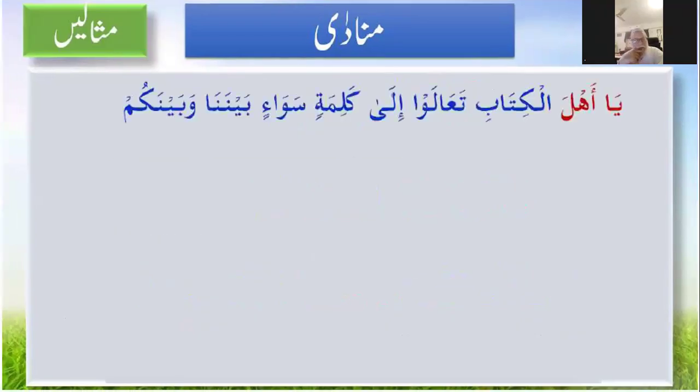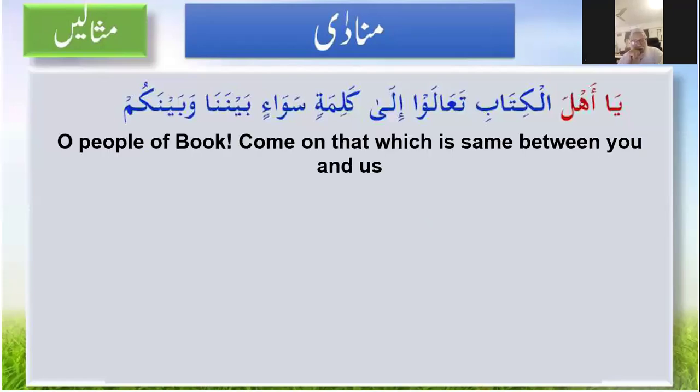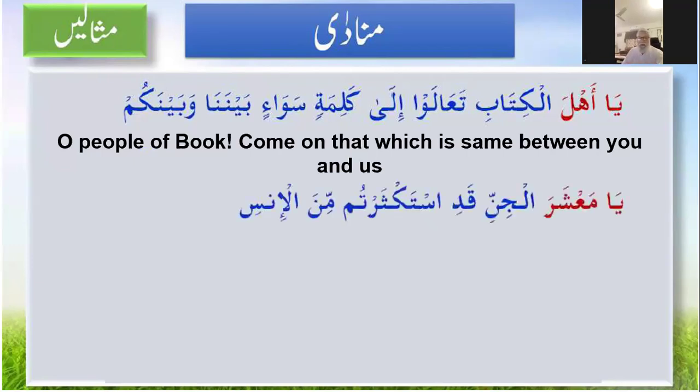Look at this: يا أهل الكتاب تعالوا إلى كلمة سواء بيننا وبينكم. Ya ahl here, ahl al-kitab, it is coming as a compound. Ahl is a mudaf. Al-kitab is the mudaf ilayh because it is ism majroor. So when the munada is mudaf, it comes as mansoob. Ya ahla, it is not ya ahlu. Oh, people of the book, come to that which is the same between you and us.